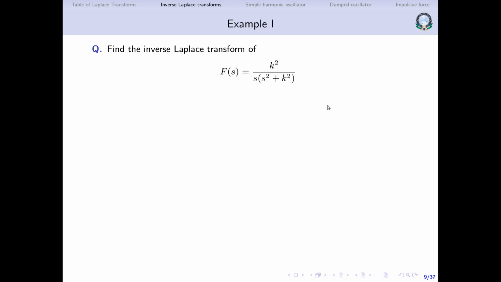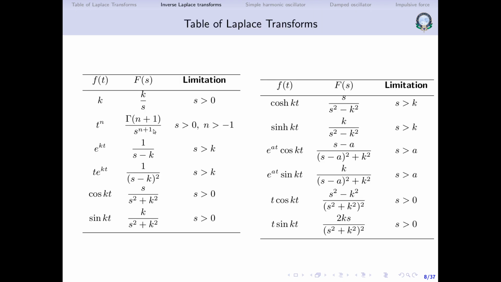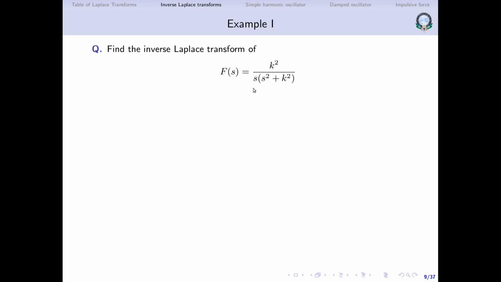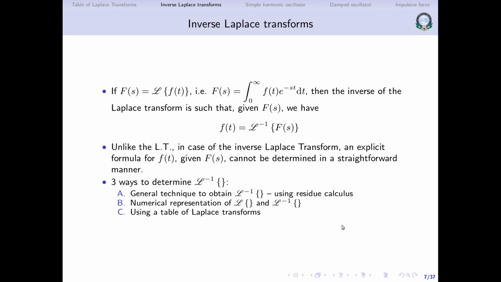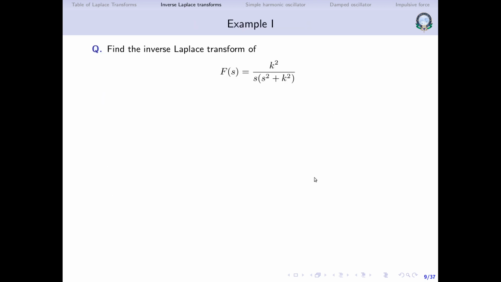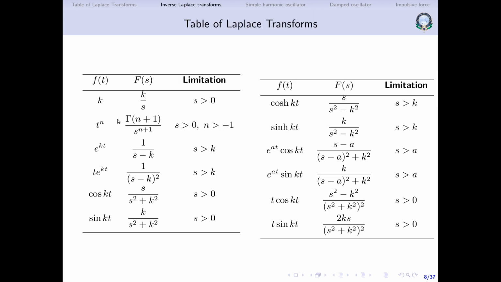The first thing we need to do is look in the second column of the table to see if we have any such function, k square by s into s square plus k square. Unfortunately, we don't have any function like that. We don't have any such function in the second column.